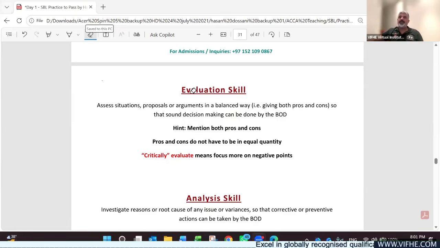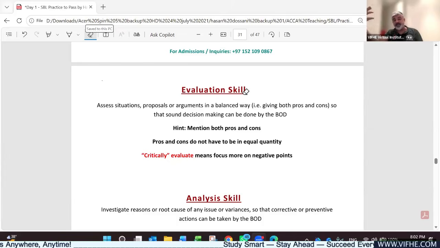Make sure that you include both positive points and negative points. The mix or the split depends on the information available. And if the examiner says critically evaluate, then you write more negative points and fewer positive points. This kind of skill is normally tested in evaluating a proposal.